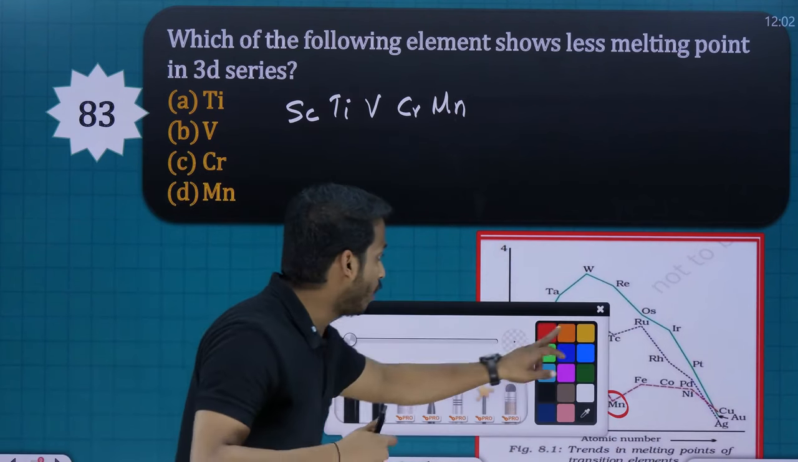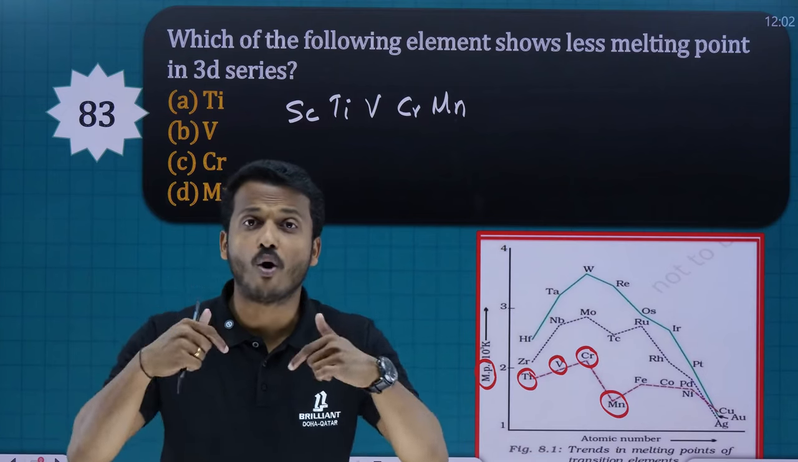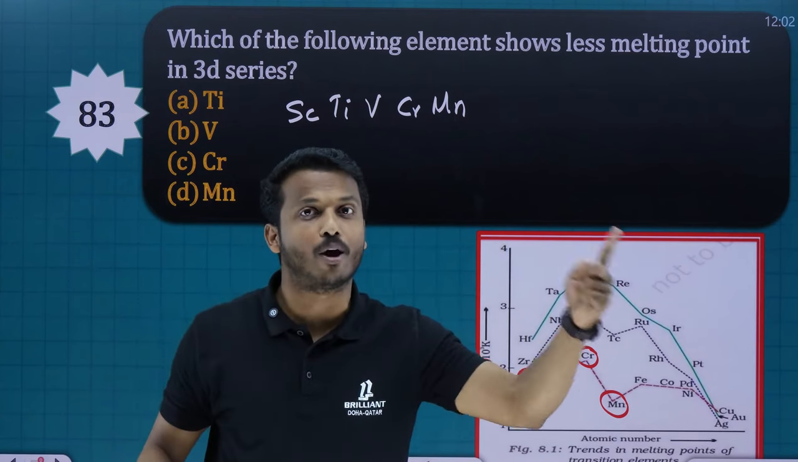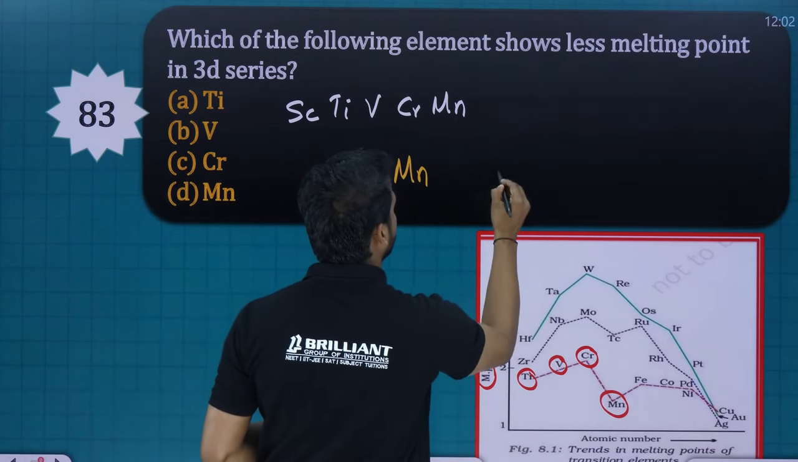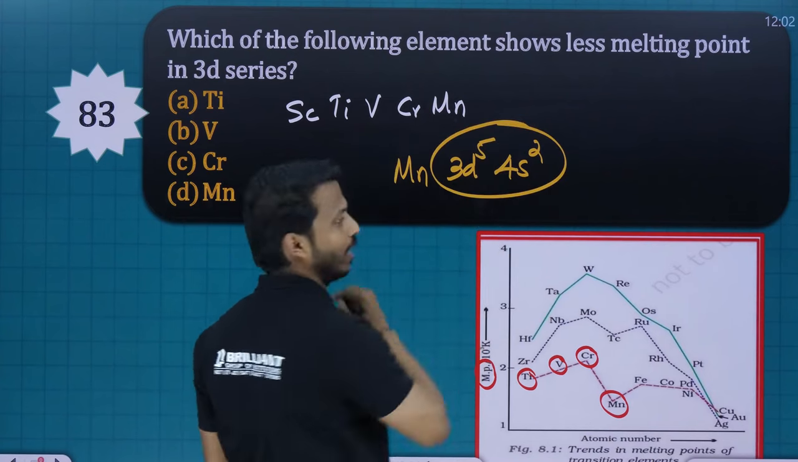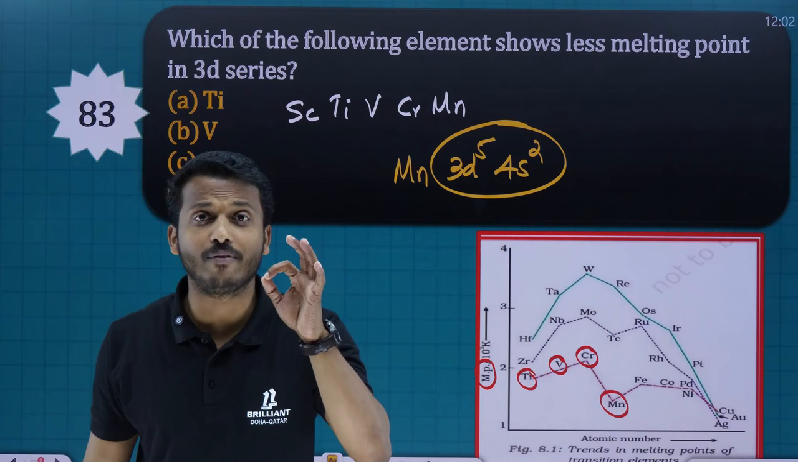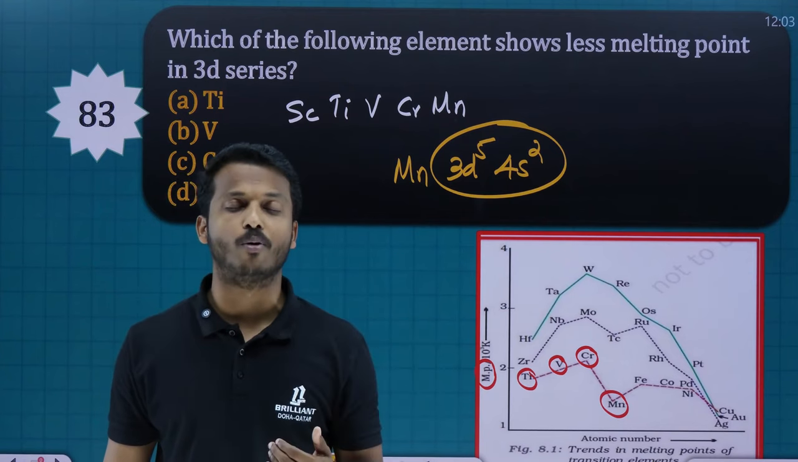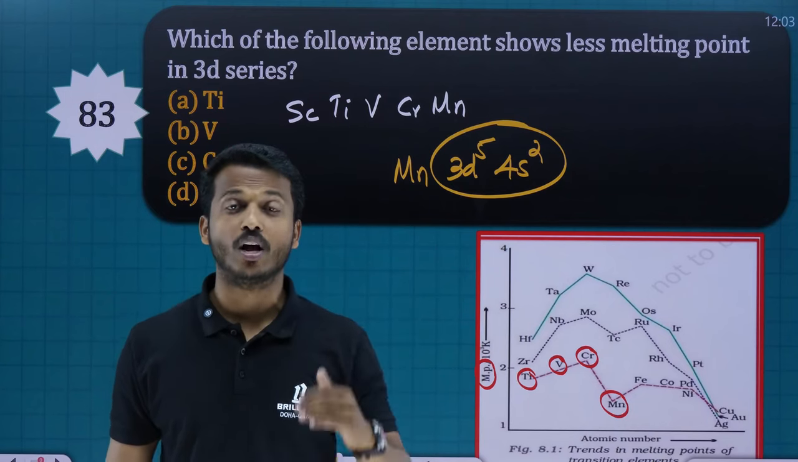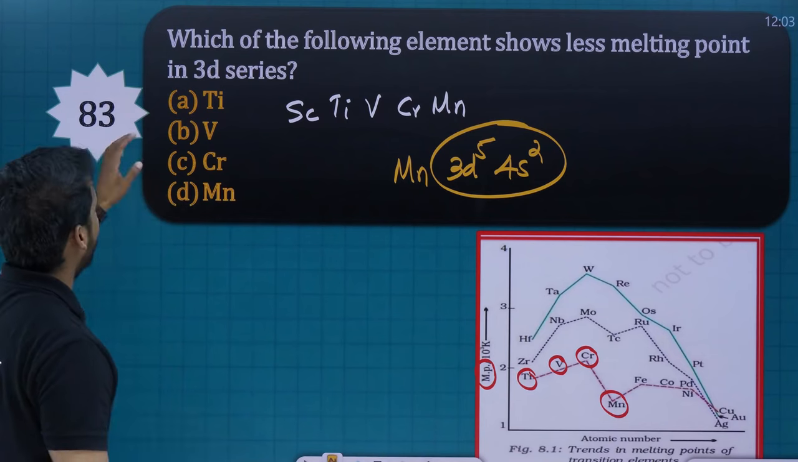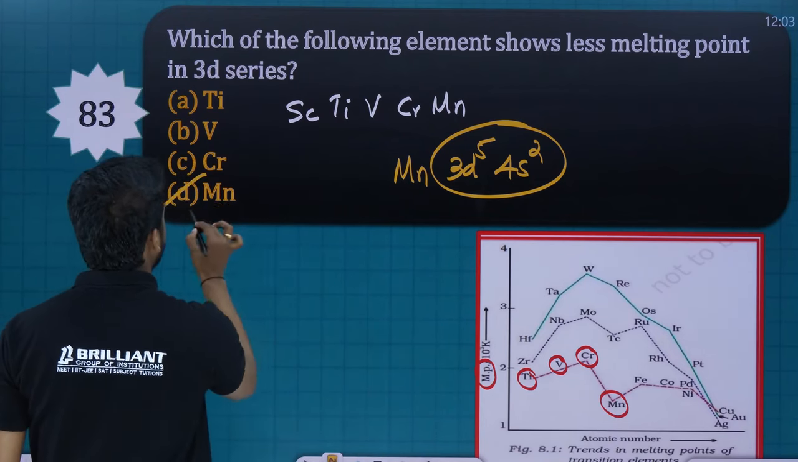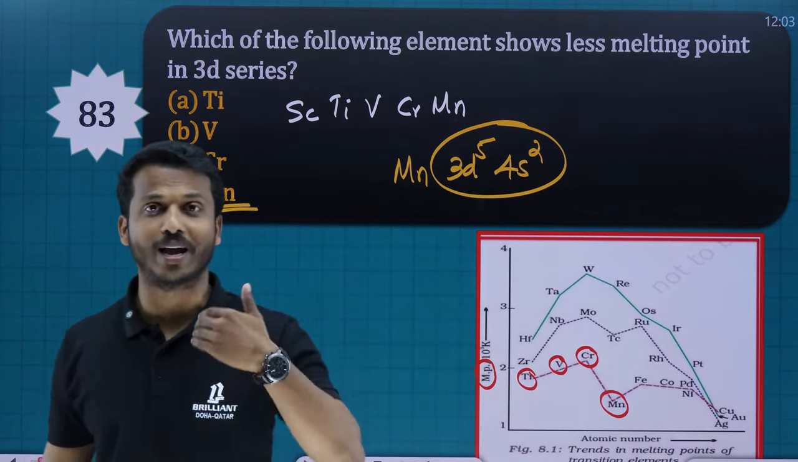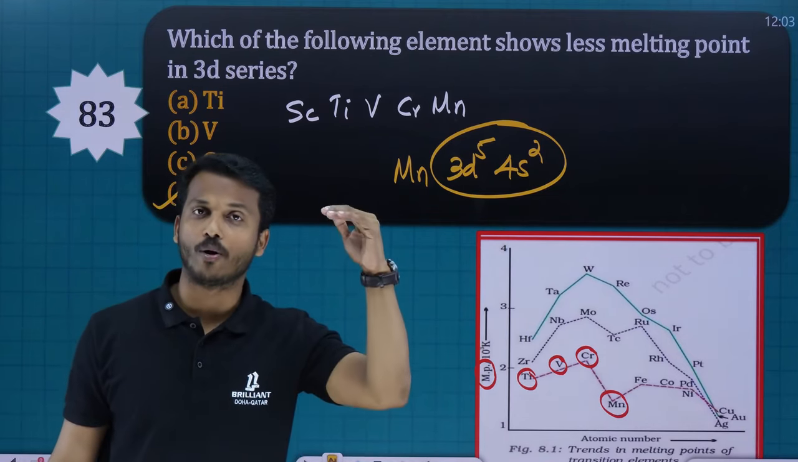Manganese. Why? When an element shows a high melting point, it is because more unpaired electrons take part in the bonding, forming a strong metallic bond, so the melting point is high. Manganese, the configuration is what? 4s2 3d5. It is half-filled and stable. Since manganese has this stabilization, not all electrons can take part in bonding. So fewer unpaired electrons take part in bonding. Therefore, it forms a weak metallic bond, and a weak metallic bond means a low melting point. So the element with the lowest melting point is manganese. If they ask the reason: manganese has half-filled stabilization, so all unpaired electrons cannot take part in bonding. So it forms a weak metallic bond, and its melting point is lower.